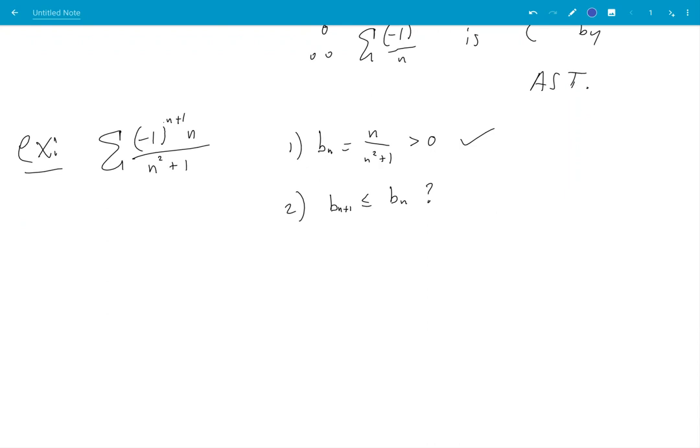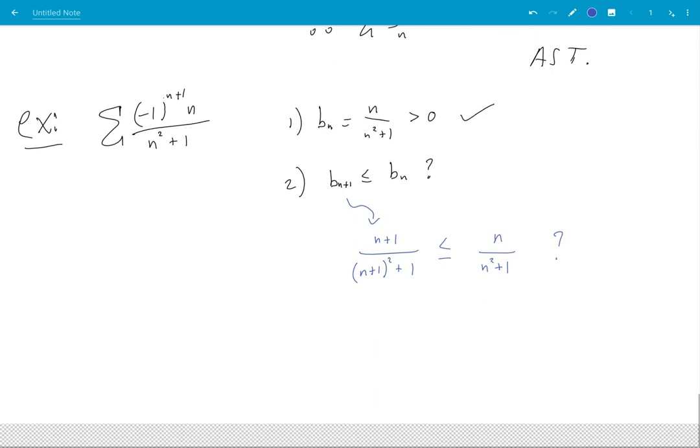See in blue. So what do I get? What is bn plus 1? Well, what you do is you plug in n plus 1 instead of n in this expression. On the right, we still have bn. So here's my question mark. Is this true?